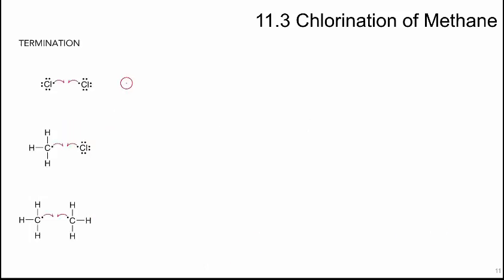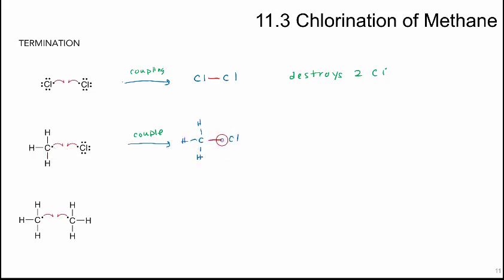In the termination step, this is coupling. We get a new bond that forms here. When it couples, it destroys the two chlorine radicals. We can couple the chlorine radical plus the CH3 radical. So that destroys the CH3 radical and the Cl radical, and then we can couple the two CH3 radicals.